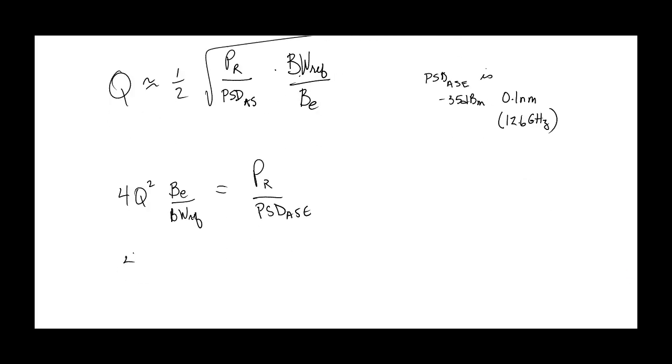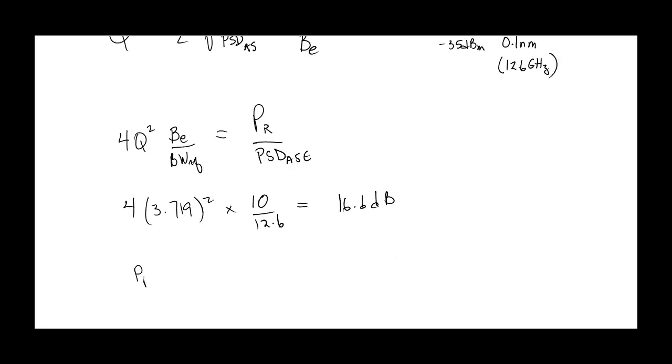And of course, in our case, it's 3.719 for the Q factor that we're looking for, 10 to the minus 4. The electrical bandwidth of NRZ would be 10 gigahertz divided by 12.6 gigahertz. This leads to 16.6 dB, so that the received power of the signal in dBm should be equal to the power spectral density of the ASE, which is already in dBm, plus 16.6 dB, which gives us about minus 18.6 dBm.